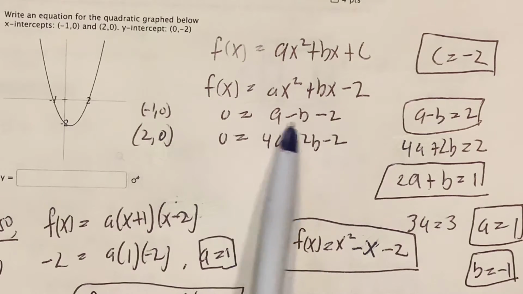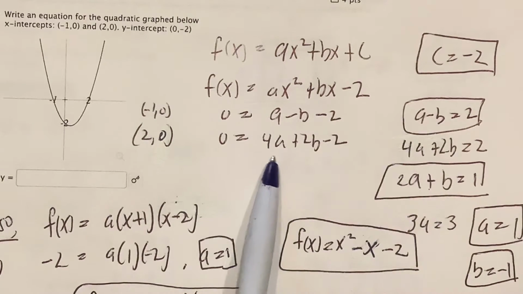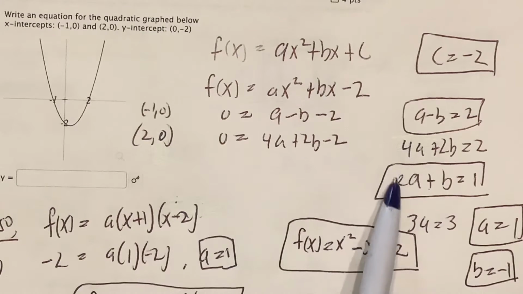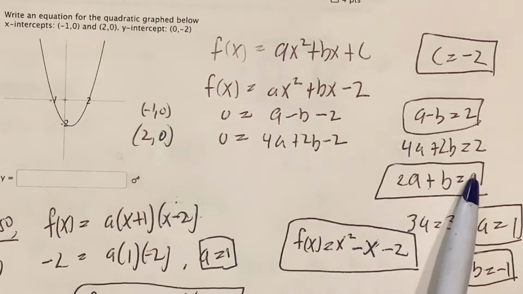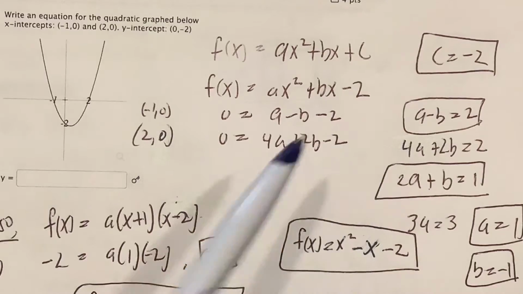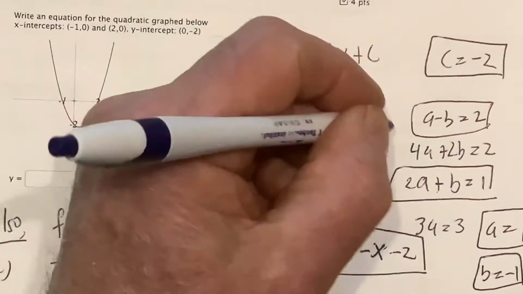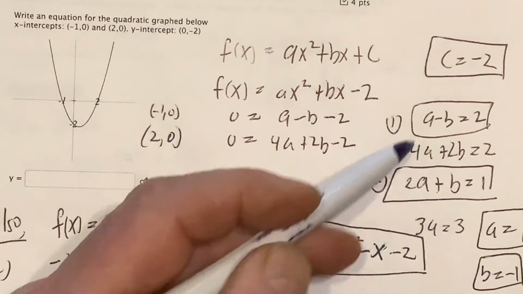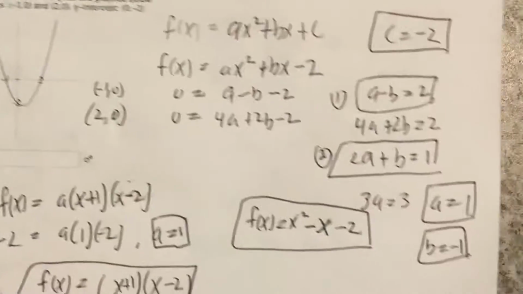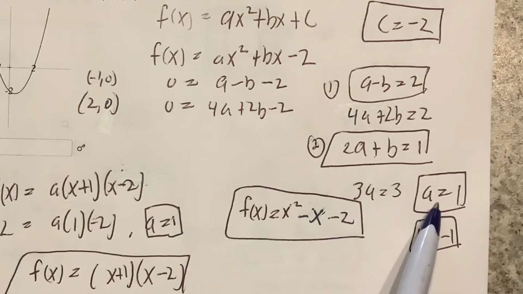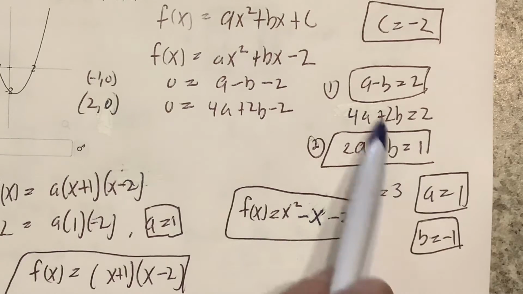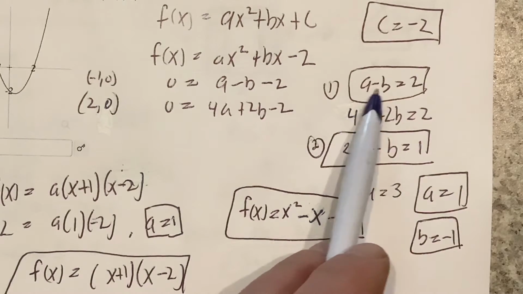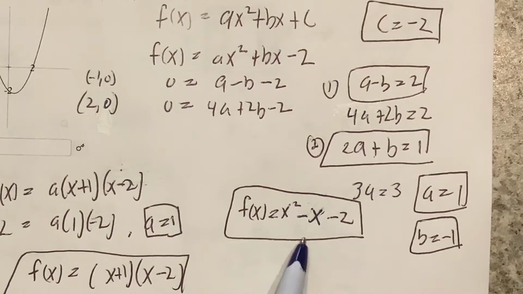This equation becomes a minus b is 2. This one, if you divide by 2, you can write as 2a plus b is 1. And then if you add this equation to this equation, you notice the b's cancel, and you have 3a equals 3. You've done that before. So a is 1. And then if a is 1, b would have to be -1 for this to be true. So this is your answer.